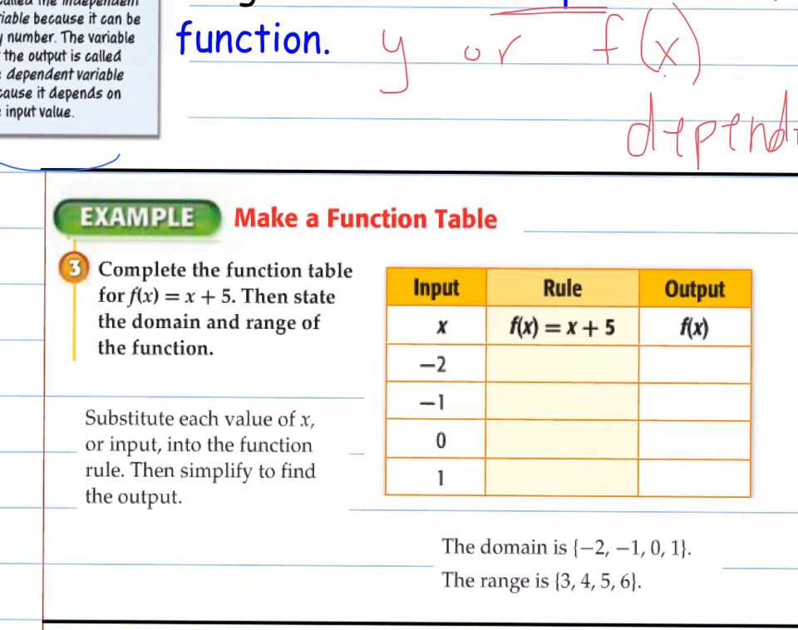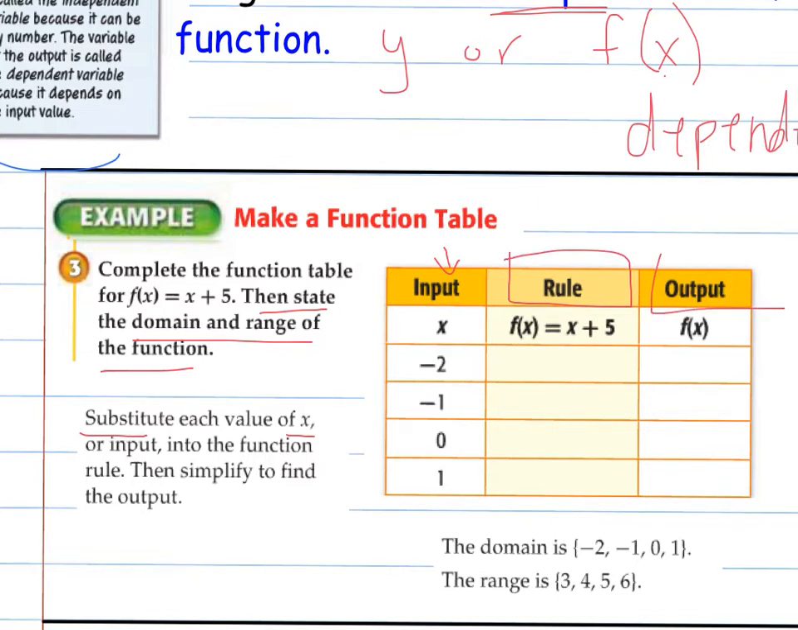So we're going to make a table. Hopefully right now either pause and make something that looks like this on the right, or print some out from Google or something like that. So make a function table. What we're going to do is complete the function table for the rule f of x is x plus 5. Then we're going to state the domain and range because we're good direction readers. To fill in the chart, we substitute each value of x in this column, the input, into the rule here, and then we simplify to get our output.